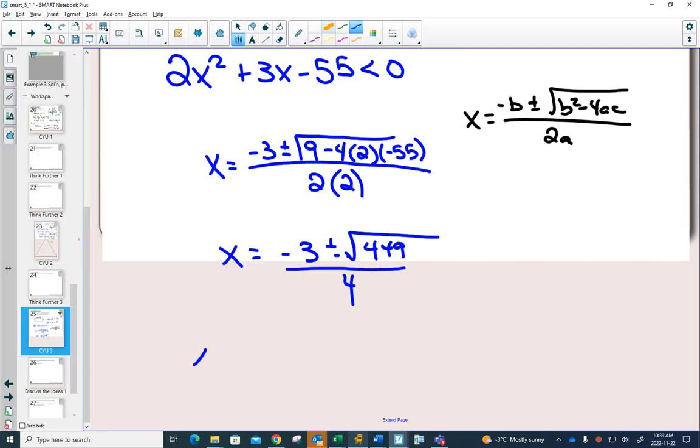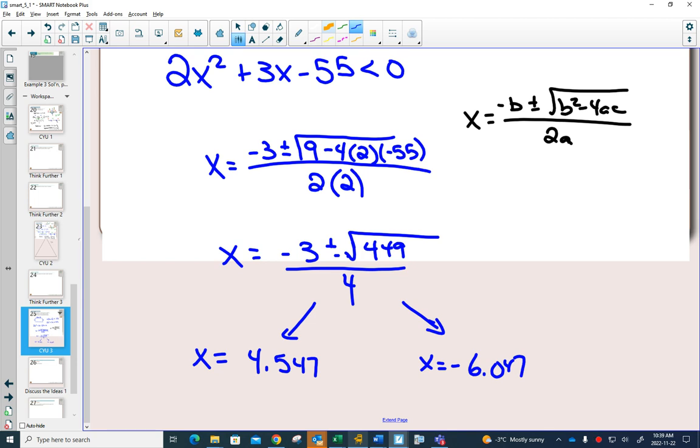What I can do with this, though, is I can plug this into my calculator. There's two answers. There's one with the plus, there's one with the minus. So I'm going to go negative 3 plus the square root of 449 divided by 4. With the plus sign, I get 4.547. And with the minus sign, I get negative 6.047. These are the places that it's equal to 0.